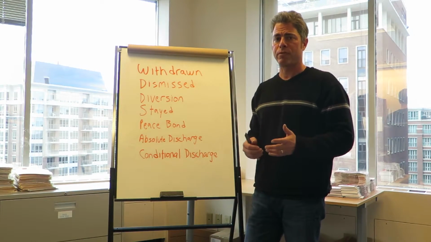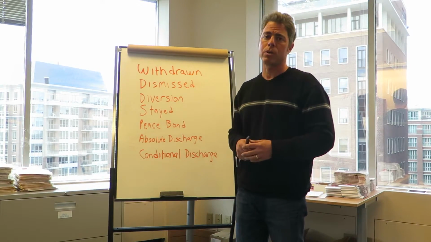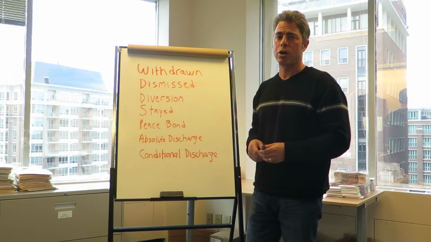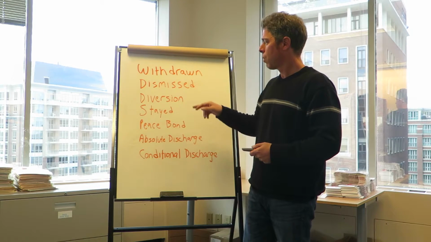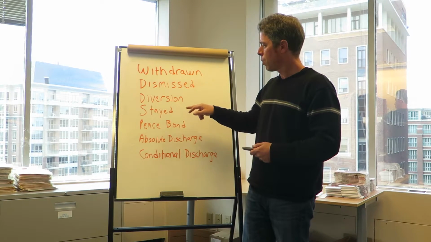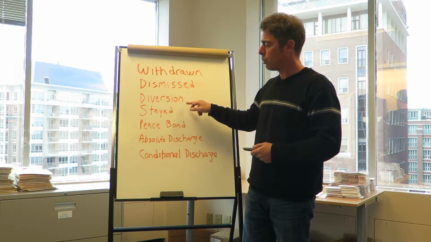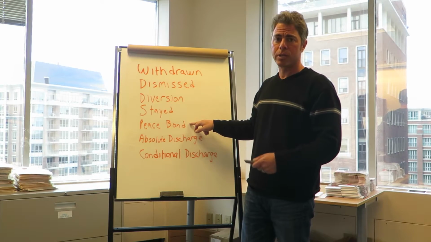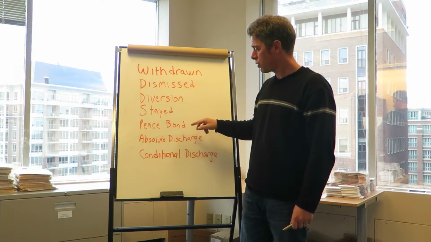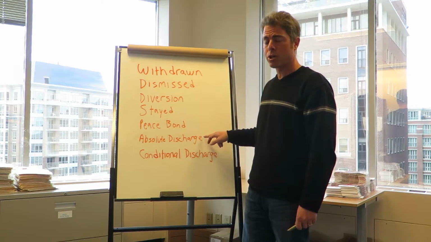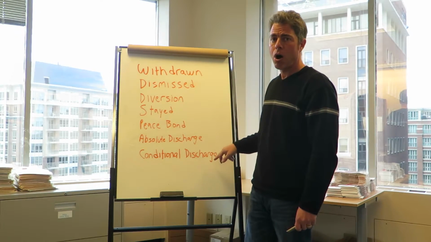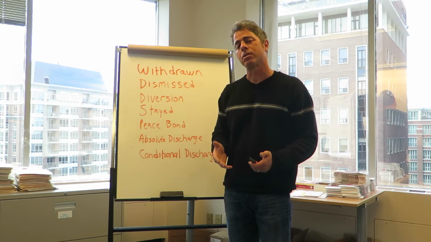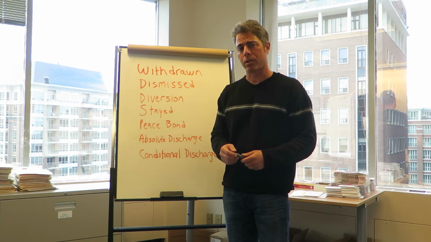Okay, and so you may be familiar with a number of these words, which also mean a non-conviction. If your charges were withdrawn or dismissed, or there was a diversion, or if it was stayed, a peace bond, which usually happens for an assault charge, absolute discharge, conditional discharge. All of these mean that you got into trouble with the police, but you were not fully convicted.